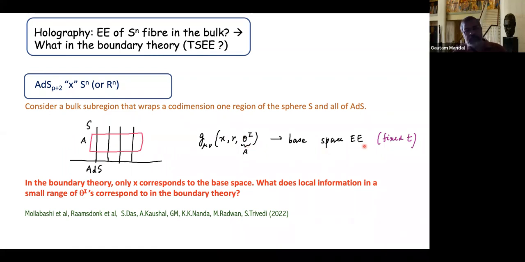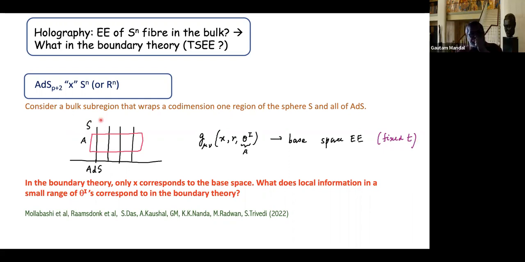So it will be something like a base space entanglement entropy in the supergravity limit. But in the boundary theory, you don't see thetas appearing in the argument of the boundary fields. The arguments of the boundary fields depend only on X, and T, of course. We are always talking about fixed T in this entanglement entropy, so you can forget about T. So in the boundary theory, only X corresponds to the base space. What does the local information in a small range of thetas correspond to in the boundary theory? This is also related to the issue of bulk reconstruction on this S, a small patch on this sphere.